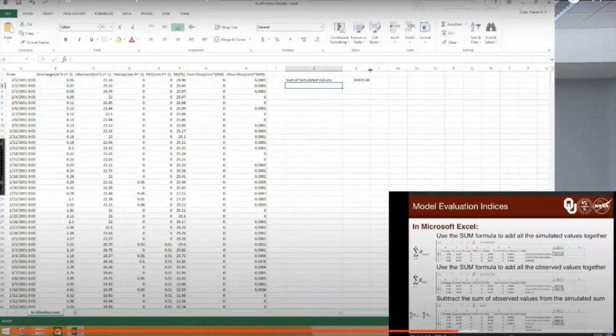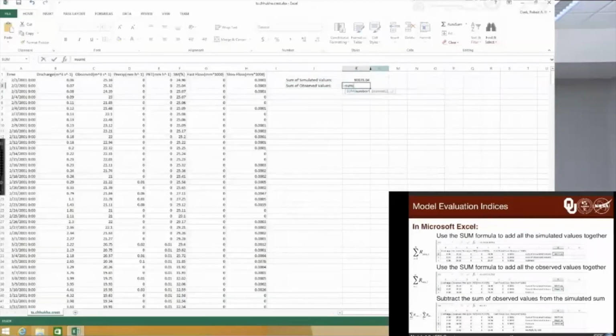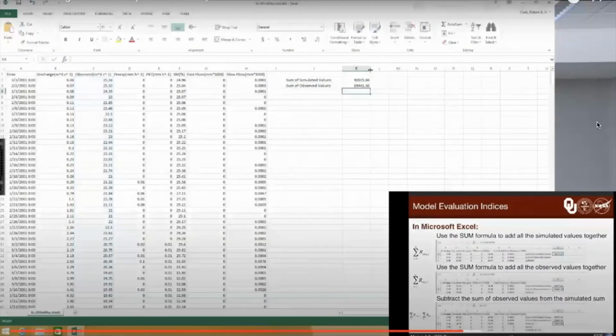value of 90,073.04. Just below that, I'm going to do the sum of observed values. And this time I'm going to say equals sum and parentheses, and I'm going to do C2 colon C700 close parentheses.